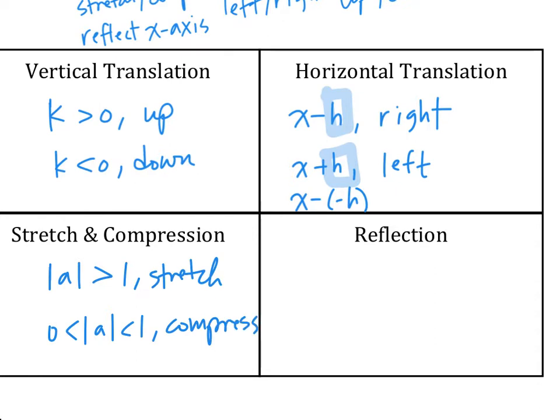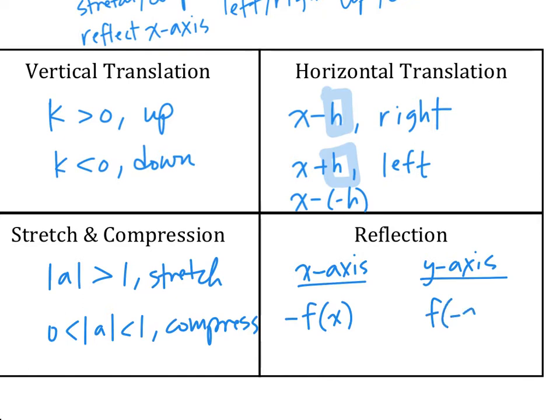Reflection, we only talked about one, but there are actually two reflections. One is over the x-axis. The other one is over the y-axis. Over the x-axis, we're going to flip using the y value, so that's negative f of x. Flipping over the y-axis, we're going to swing over the y-axis, which means x is going to move. So that's going to be f of negative x. So we put a negative on x.